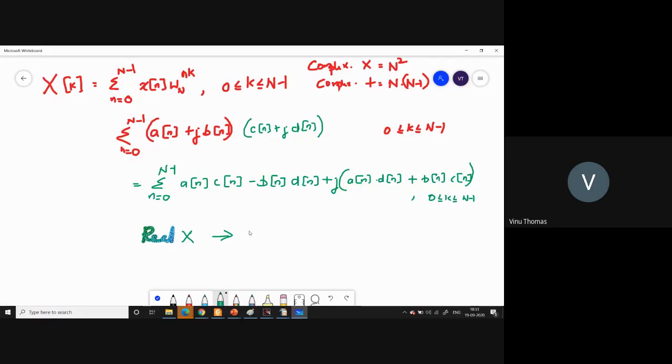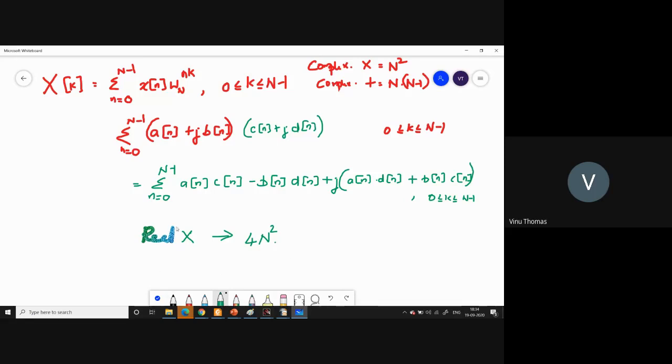So what is the total number of multiplications required here? Can you tell me what is the total number of multiplications required? Meenakshi, you can tell me. The total is 4n squared. So you require 4n squared real multiplications.